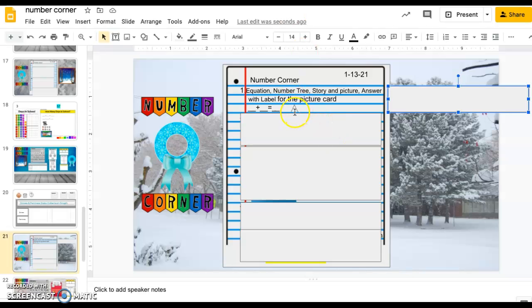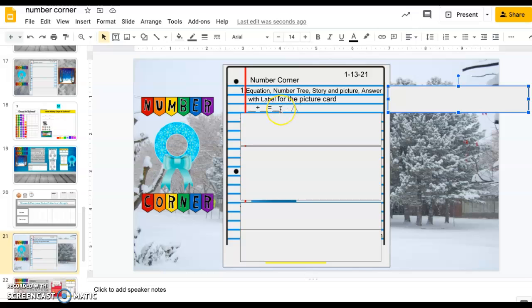Alrighty, now you're going to make a number tree that matches that equation. And again, when we look at the number tree, the total or sum is up at the top, and these two numbers on the bottom add together to make the top number. So the largest or biggest or greatest number is always on the top.